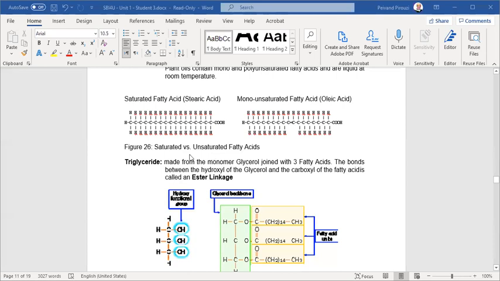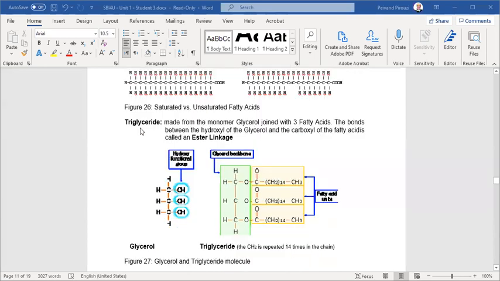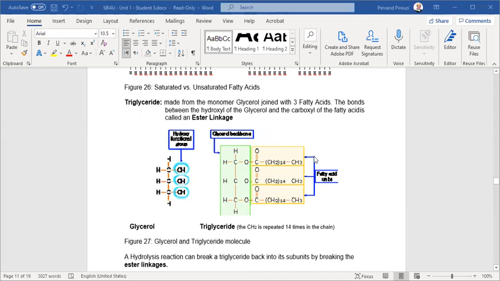Now, saturated versus unsaturated fatty acids. Here we can talk about triglycerides, made from the monomer glycerol joined with 3 fatty acids. The bonds between the hydroxyl of the glycerol and the carboxyl of the fatty acids are called ester linkages. So here you can see the triglyceride, and you have these 3 fatty acids. This is a triglyceride. Perfect.